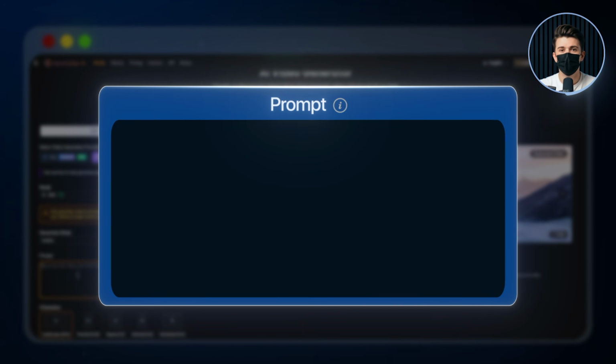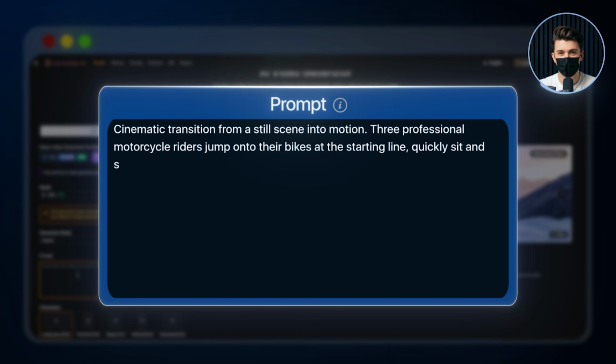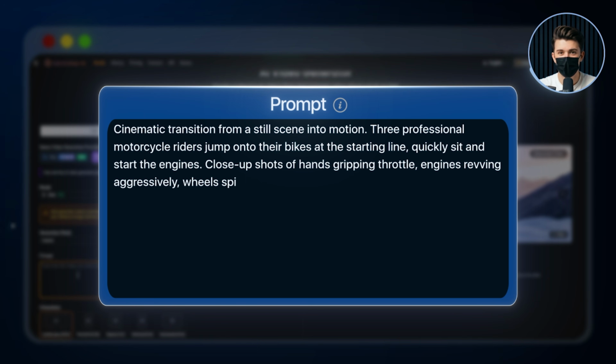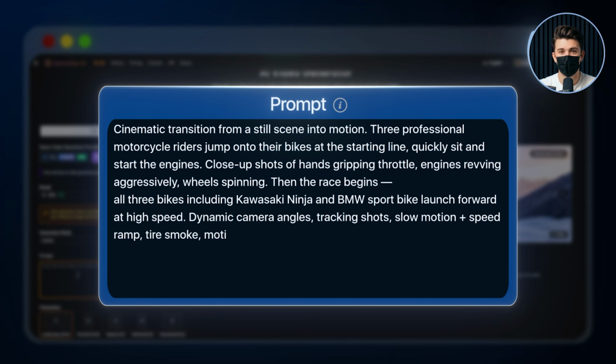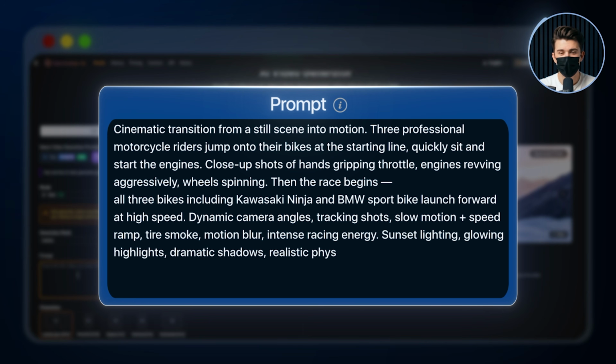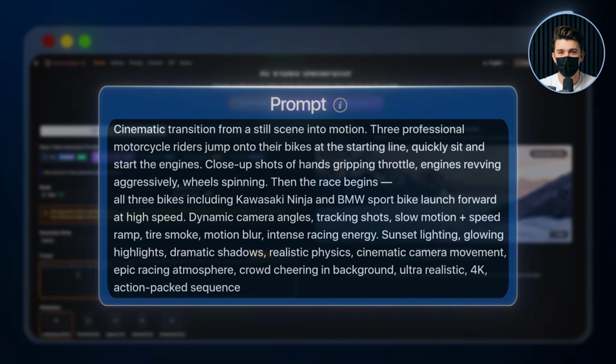Now I'll type my prompt: cinematic transition from a still scene into motion. 3 professional motorcycle riders jump onto their bikes at the starting line, quickly sit and start the engines. Close-up shots of hands gripping throttle, engines revving aggressively, wheels spinning. Then the race begins. All 3 bikes, including Kawasaki Ninja and BMW sport bike, launch forward at high speed. Dynamic camera angles, tracking shots, slow motion plus speed ramp, tire smoke, motion blur, intense racing energy, sunset lighting, glowing highlights, dramatic shadows, realistic physics, cinematic camera movement, epic racing atmosphere, crowd cheering in background, ultra-realistic, 4K, action-packed sequence. And let's generate. And here's the result.